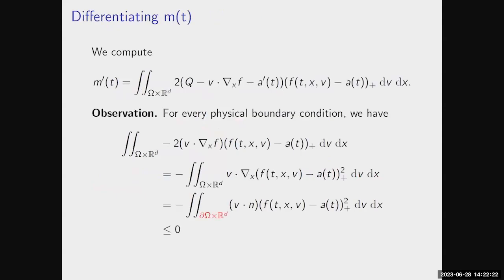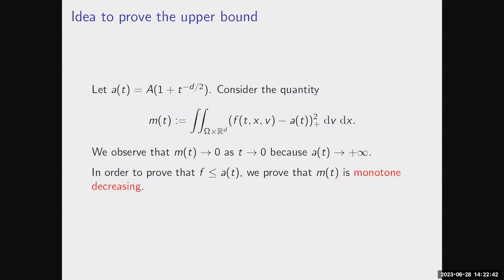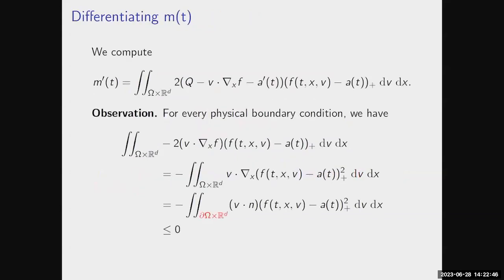So let's see what will happen. I want to prove that quantity is monotone decreasing, so I just take the derivative, okay? When I take a derivative, we get this expression. Here I have the collision operator, I have the transport part of the equation, and I have a prime. This is what I get when I take the derivative of this expression over here, and then I multiply times the other one because it's squared.